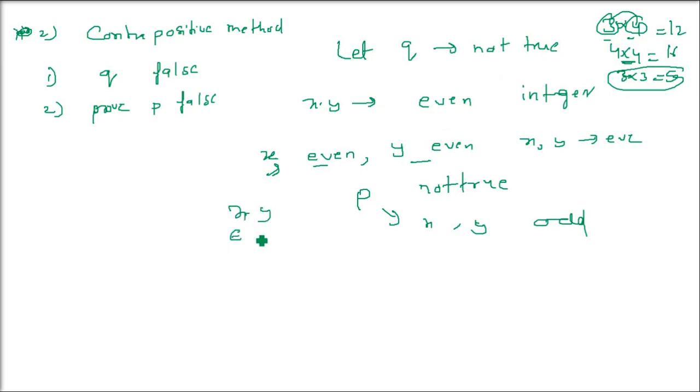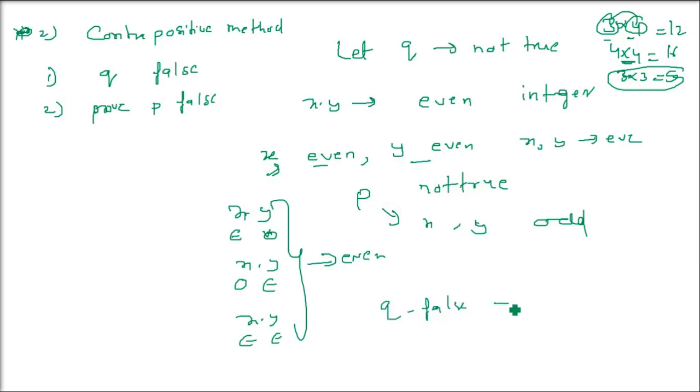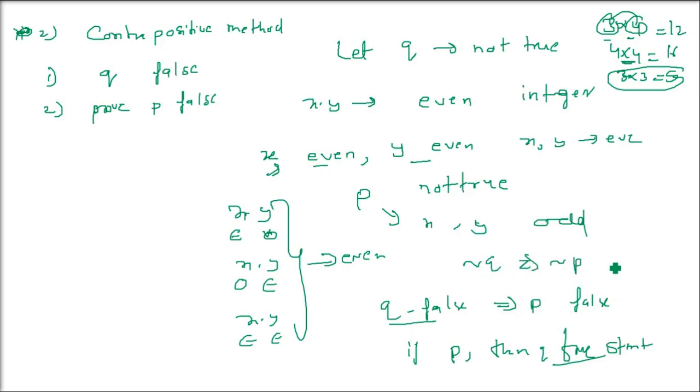That is, X and Y, one is even, one is odd, or both are even. Then only it is possible. But X and Y is given as odd integers. That is, when we assume Q to be false, we prove that P is also false. That is, X and Y are not odd integers, they are even integers. So that means this if P then Q is true, and we proved it using the contrapositive method.